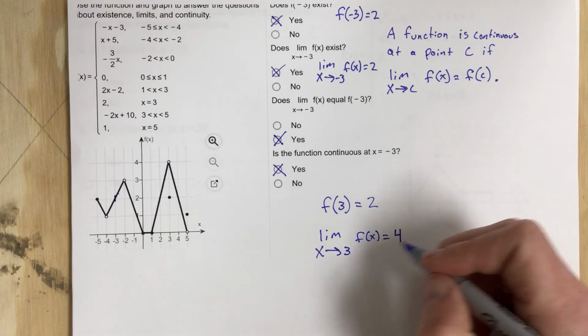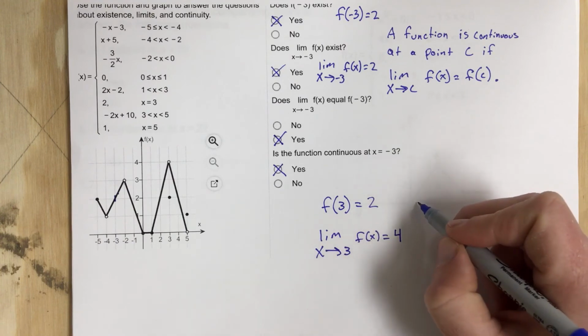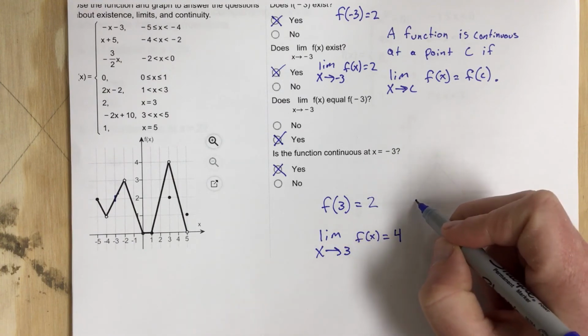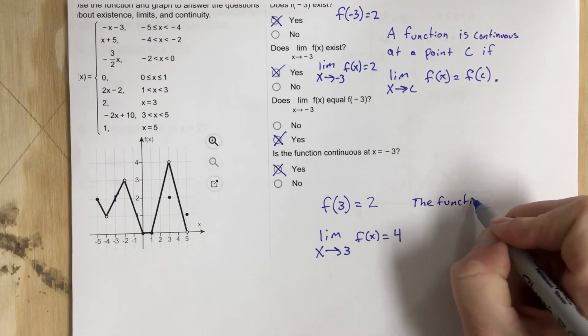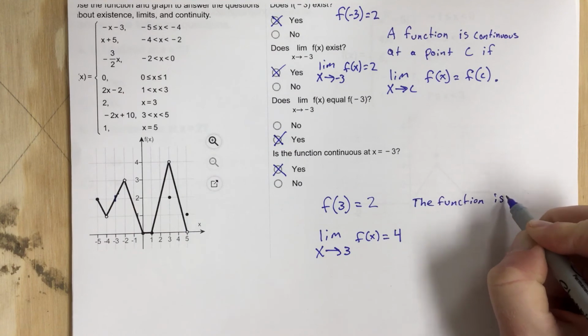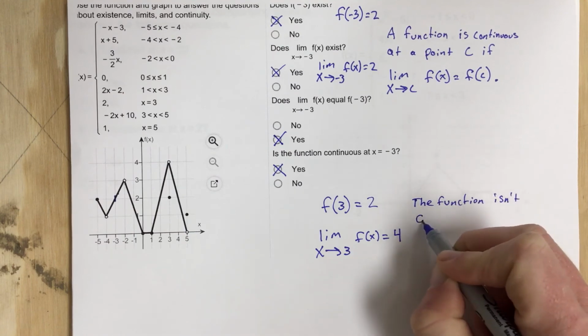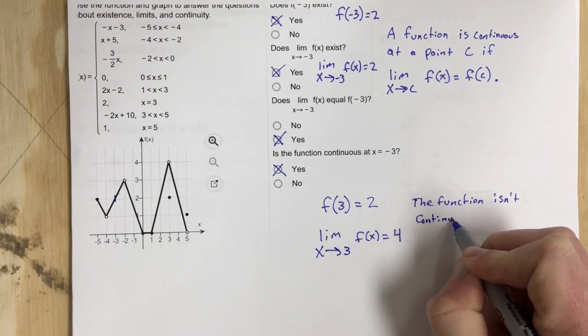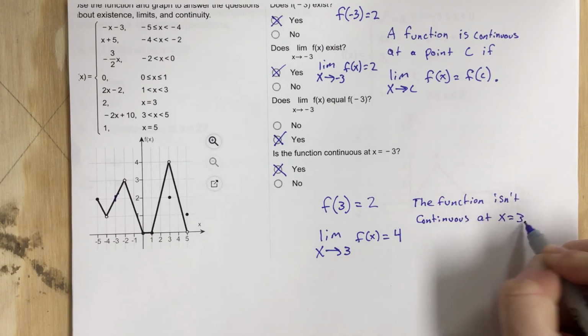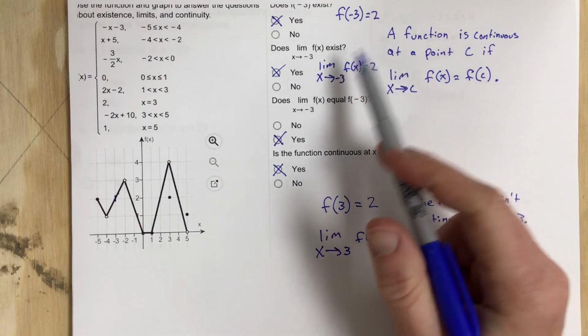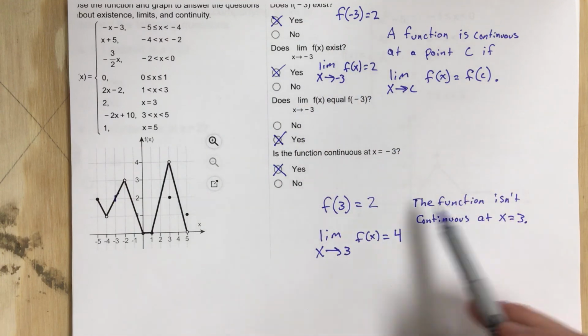And so we can say that the limit here would not exist. So not the limit, the function isn't continuous at x equals 3. So this was an example of when it is continuous. This is an example of when it wouldn't be continuous.